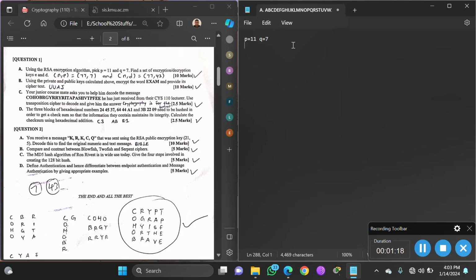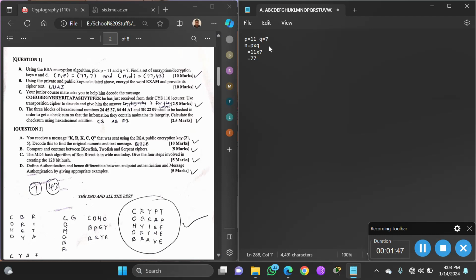Okay, so using the RSA encryption algorithm, when you are given P and Q, you can use that to find N, because our N is equal to P times Q. Since we know the value for P, which is 11, and the value for Q, which is 7, it will be 11 times 7, which is 77. So from that we can tell that the value for N is 77.